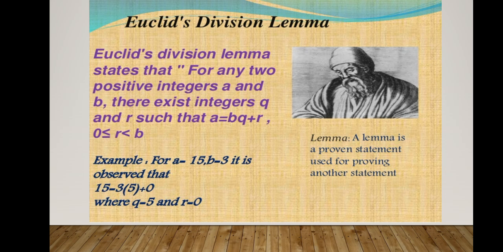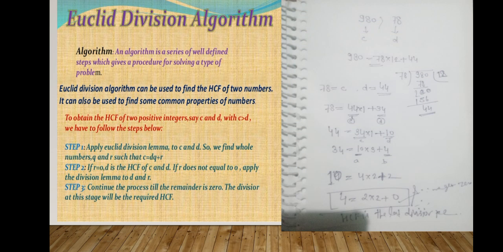If we divide 15 by 3, we can say we have 15 as a and 3 as b. Now we can say that after dividing we have 5 as a quotient and 0 as a remainder. Then we can write 15 is equal to 3 into 5 plus 0. Next, Euclid's division algorithm.